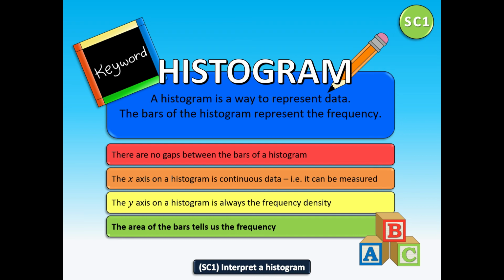So a histogram is a way to represent data. The bars of the histogram represent the frequency. There are no gaps between the bars of a histogram. The x-axis on a histogram is for continuous data, so data that can be measured. The y-axis on the histogram is always called the frequency density, and it's the area of the bar rather than the height that tells us the frequency.